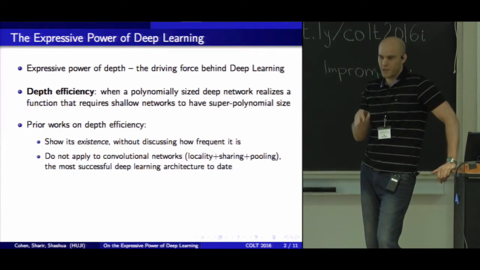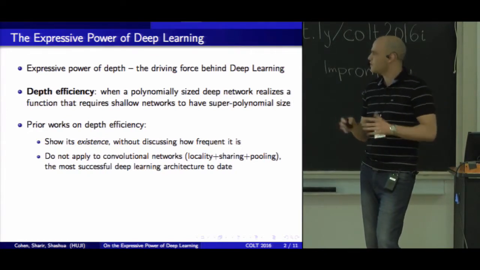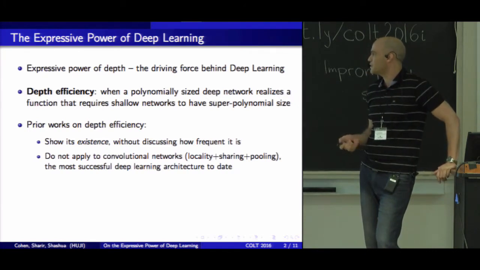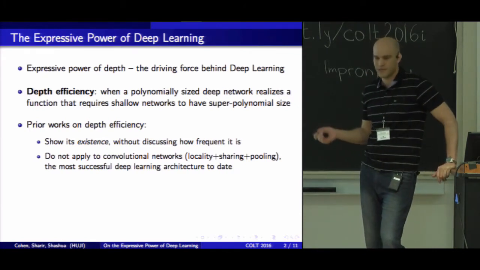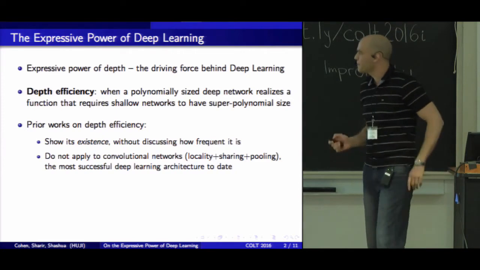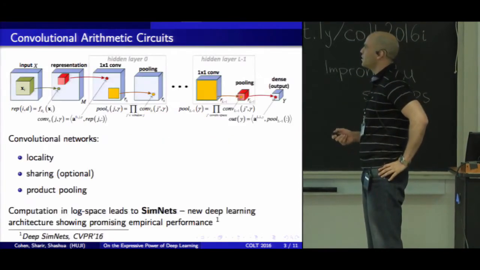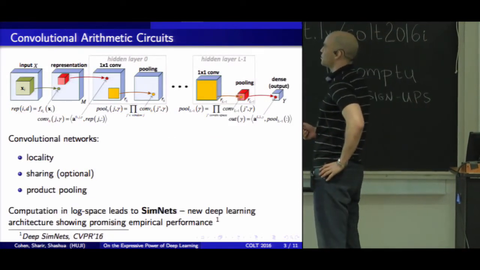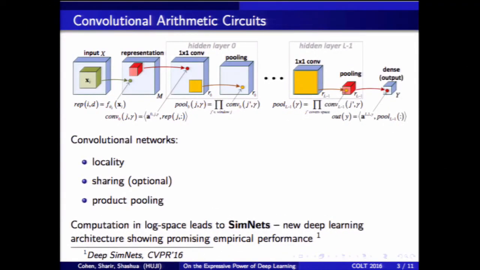That's locality, weight sharing, and pooling. This is something that we focus on, primarily because it is, in practice, possibly the most successful deep learning architecture to date. So the architecture that we focus on, we call convolutional arithmetic circuits. These are convolutional networks. There are hidden layers with convolution, pooling, everything collapses, and then there is a linear layer.